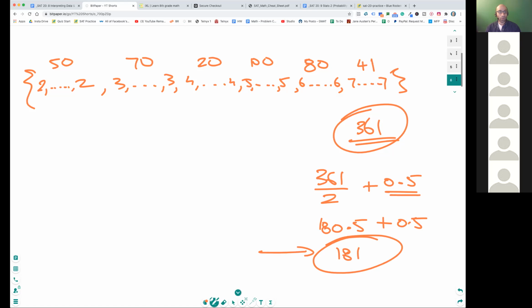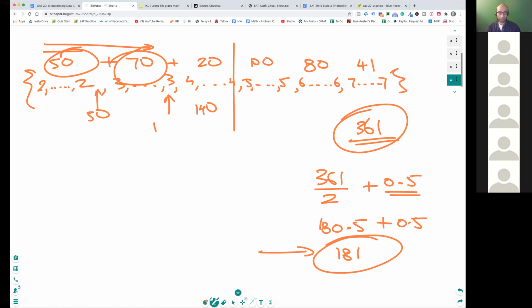Now it's easy. So what is this? This is the 50th number. This is the 120th number because 50 plus 70 is 120, plus 20 is 140. So this is the 140th number. This last 2 is the 50th number. This last 3 is the 120th number. Then this last number is the 140th number. And then this last one is the 240th number.